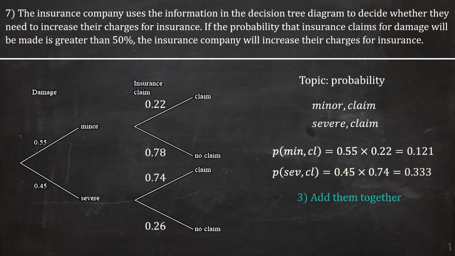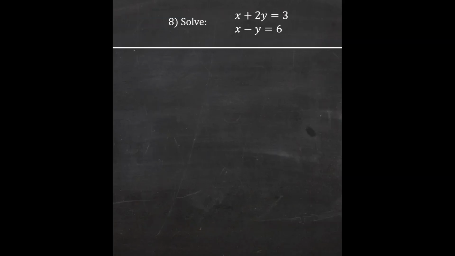You find both of them, you add them together, which will give you 0.121 plus 0.333, which is 0.454. That is less than 50%, so the company is not going to increase their charges. Done. All right, question 8. Topic here is simultaneous equations.